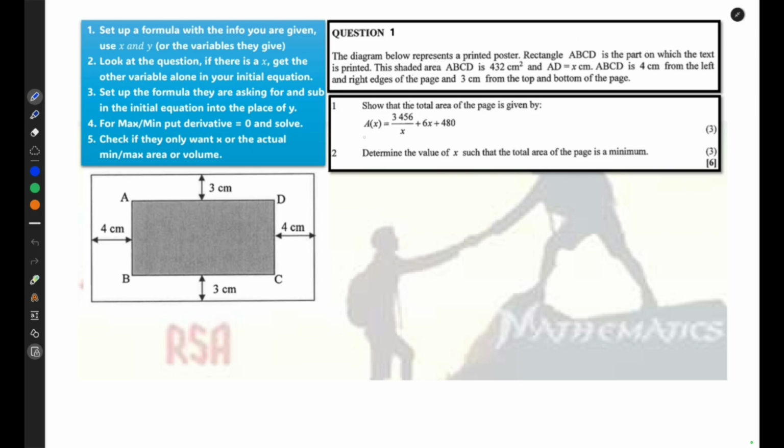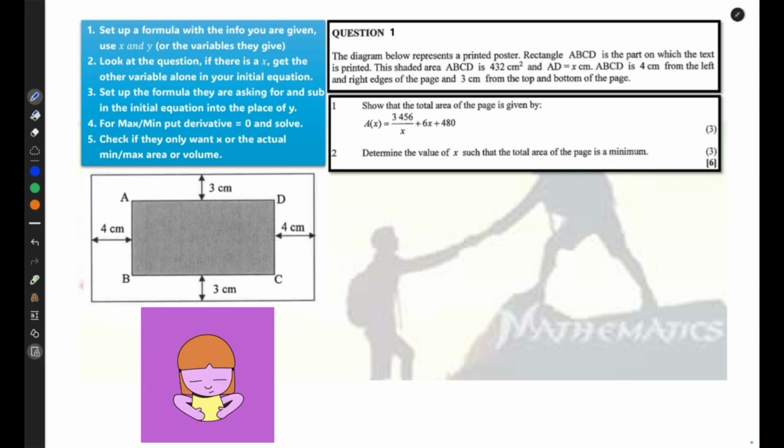Step 3: set up a formula that they are asking for. So in this case, they're asking for the area formula. Step 4: for minimum or maximum, make the derivative equal to 0 and solve. And then sometimes they ask for the x value, but sometimes they ask what is the maximum or minimum value. Then you need to sub back into the formula that you got. Okay, enough preaching. Let's get to this question so you can see how to do it.